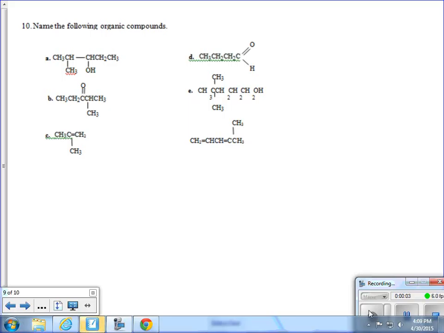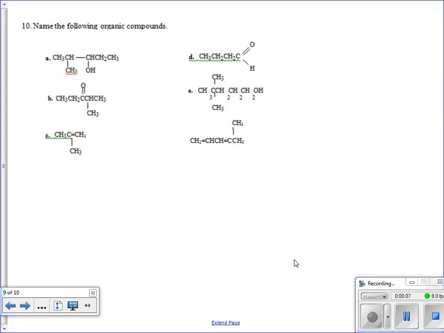All right, on number 10, instead of drawing out their structure, they give us a structure and we have to name it. So we're going to do similar to what we were doing before. We find our longest chain of carbon, we find our branches, we find our functional groups. With the functional groups, it changes our suffix. And we also have to tell where those functional groups are located.